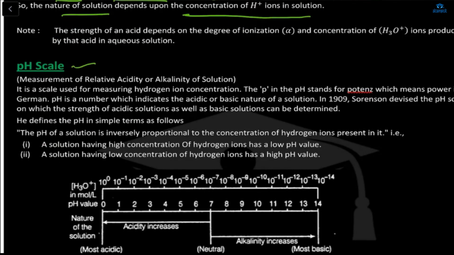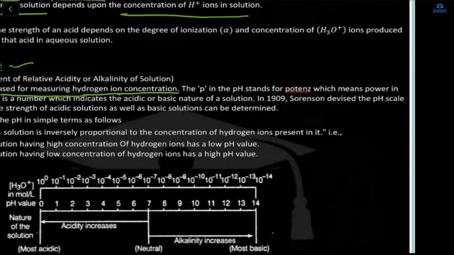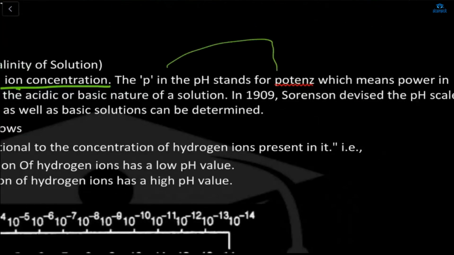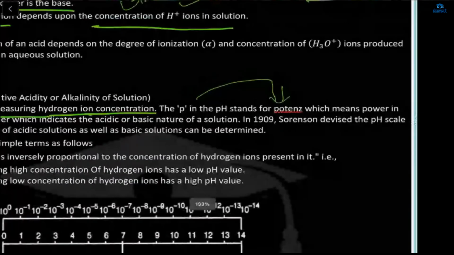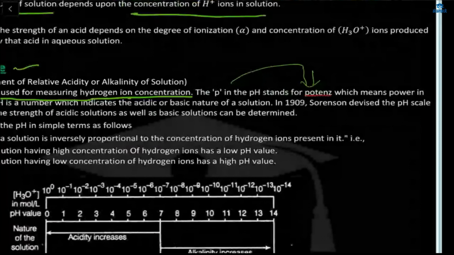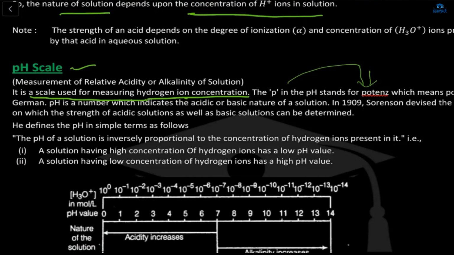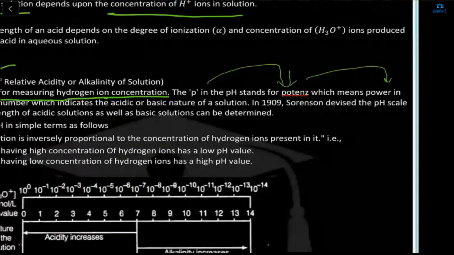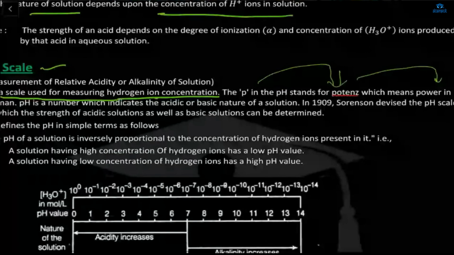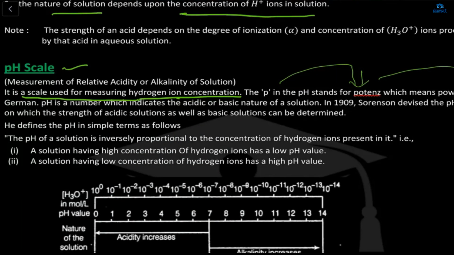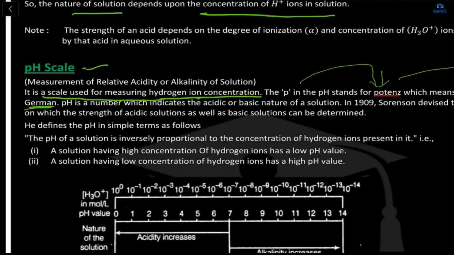What is this pH scale? It is a scale used for measuring the hydrogen ion concentration. The P stands for potence, meaning the potential of the hydrogen ion, which means power. Potence means power in German. So pH is the number which indicates the acidic and the basic.